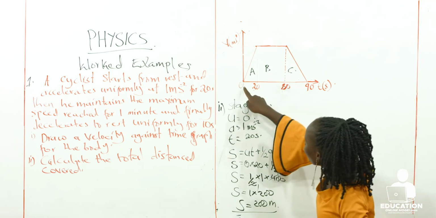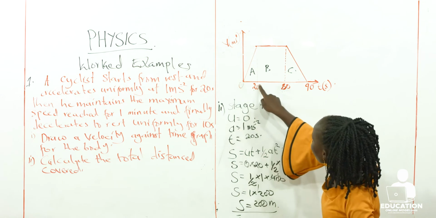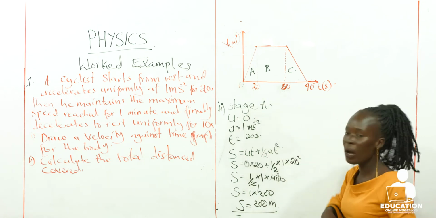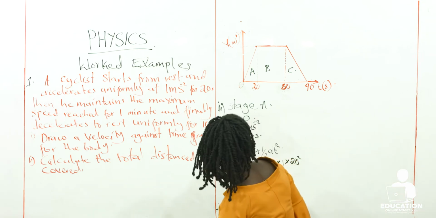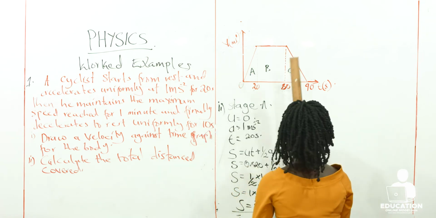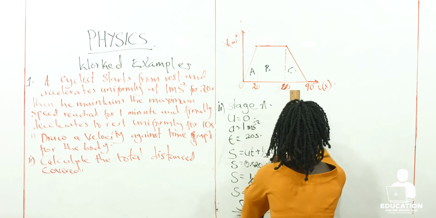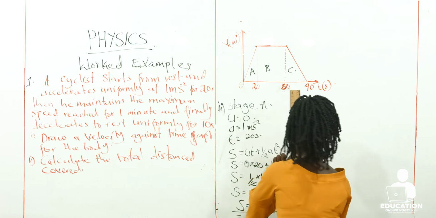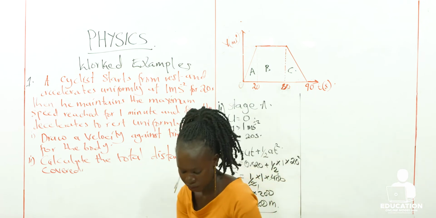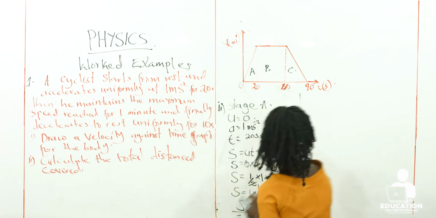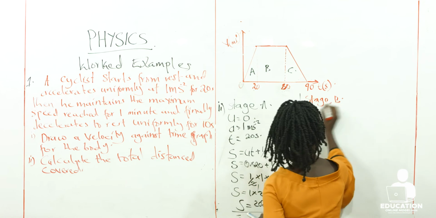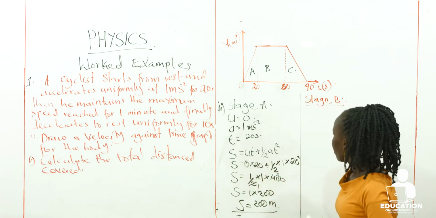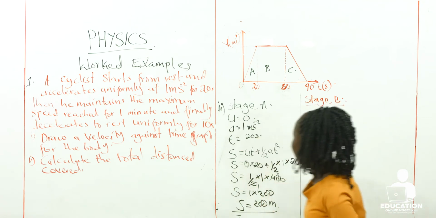Now look at this. This is just to move for 20 seconds. What of the distance it covered in 1 minute? What do we have? Let's look at that. So we should try to find for stage B now. If we have your stage B, let's try to summarize and we see.